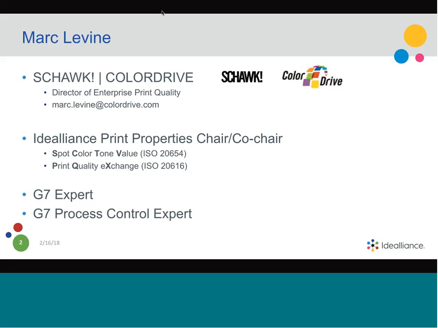A couple of valuable projects that I'm working on, spot color tone value, recently published as an ISO standard. 20654 helps you calibrate the tone of spot colors. So if that's at all of any interest, I encourage you to look it up. And we have a new one coming too, Print Quality Exchange, ISO 20616. Very exciting. It's going to make it easier for printers and brands to share data.